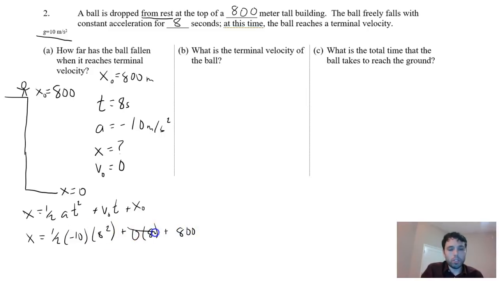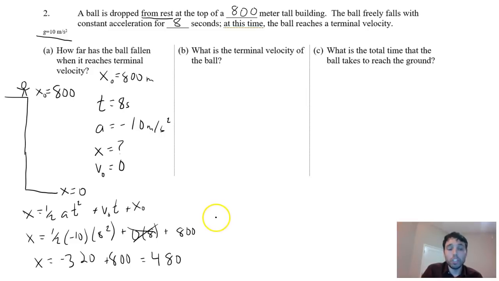All right, so this just goes away, right? Because 0 times 8 is 0. 8 squared is 64, times 10 is 640. Half that is 320, but it's a negative. Don't forget, negative 320 plus 800. That's going to be 480. Now, this is not the answer to the problem, right?